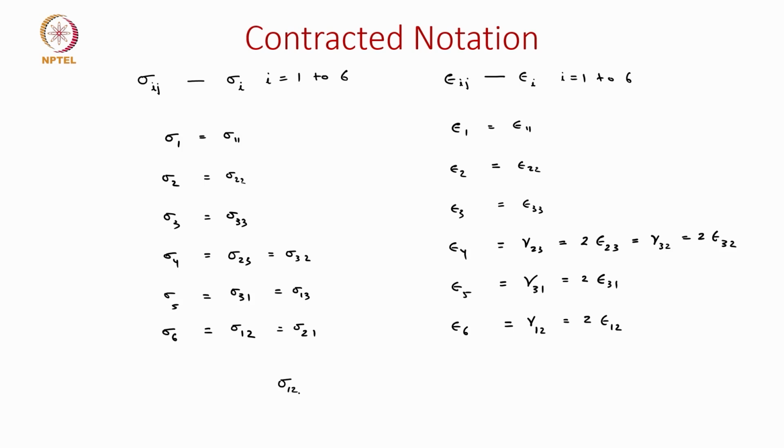stress sigma 12, and since we already know it is a shear stress, it is in fact written in terms of tau 12. So, tau 12 is represented with sigma 6, and similarly the corresponding engineering strain is gamma 12, which is twice the tensor strain, 2 times epsilon 12. This should give you a summary of the contracted notation, and going forward we will be using it to look at the stress strain behaviors.